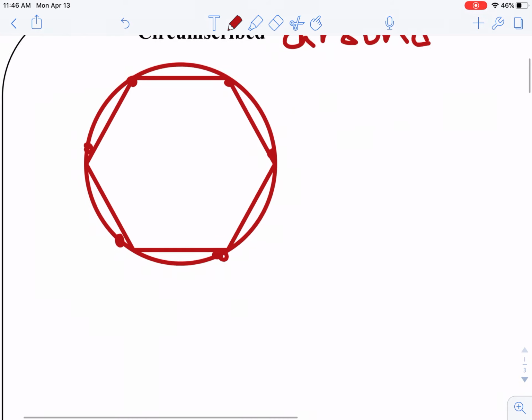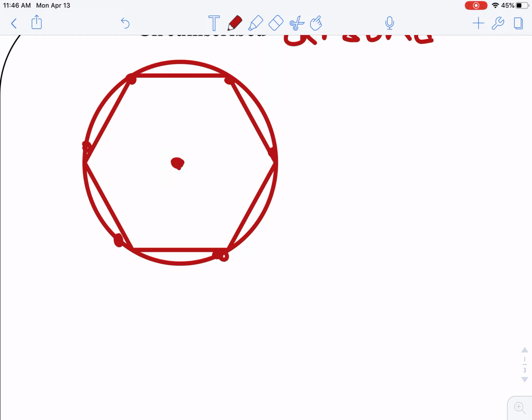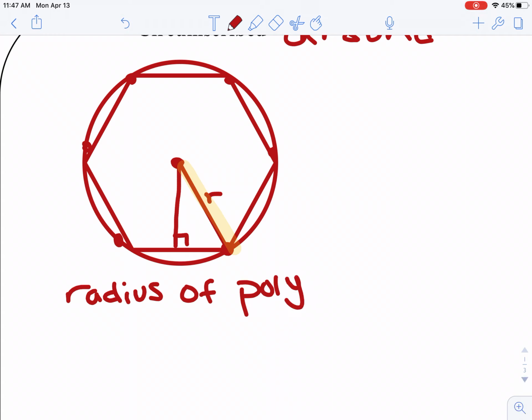So when that happens, if the circle is outside, I want you to think to yourself about which value the radius is, like which side is going to give you that radius. So if we think about the polygon and we think about that apothem, the radius of that circle is not the apothem because it wouldn't quite reach all the way to the circle, right? That radius is going to be this length, this hypotenuse of that right triangle. So if the circle is outside, then the radius of the polygon is the radius of the circle.